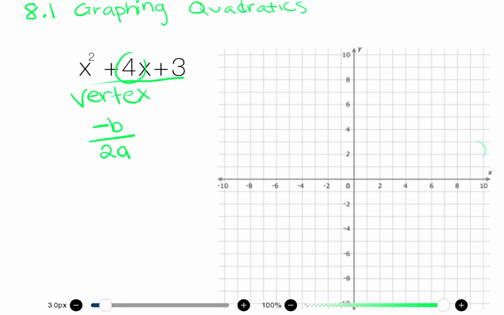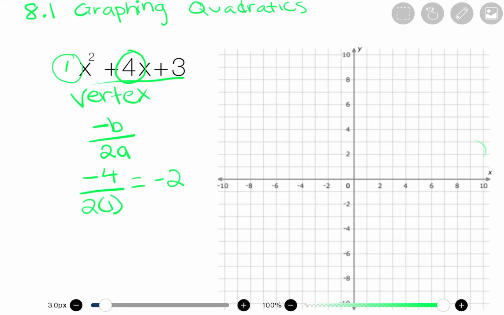So for negative b, this value is going to be our b value, and then the coefficient for the first x squared value is going to be our a value. So this is just going to be 1. So negative b, so negative 4, over 2 times 1. So this is just going to be negative 2. That means x equals negative 2 is going to be our axis of symmetry, and our vertex point is going to be on that axis.